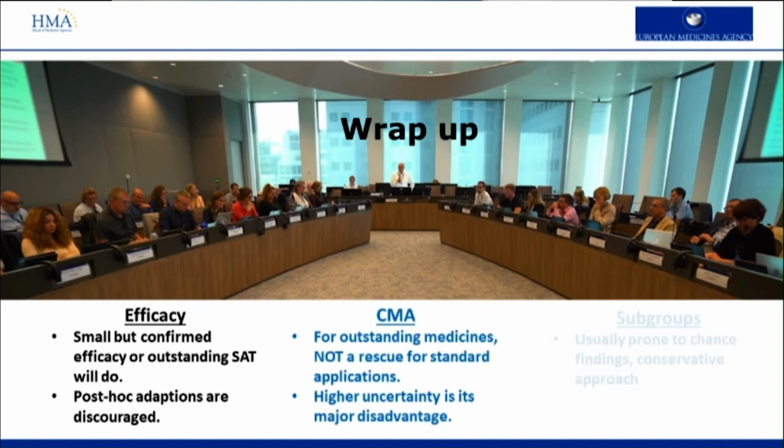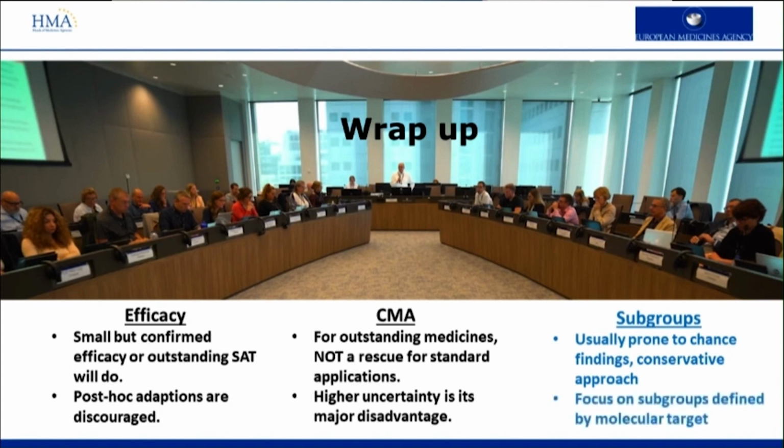And finally and thirdly, some examples showed that different results in classical subgroups, such as sex or gender, race or ethnicity, body weight, should be interpreted with great caution, as the high number of subgroups opens the door to chance findings. While subgroups defined by the molecular target of the treatment may deserve more attention.